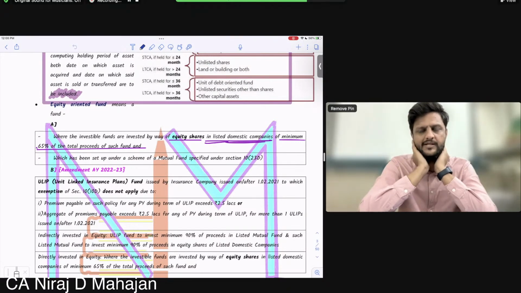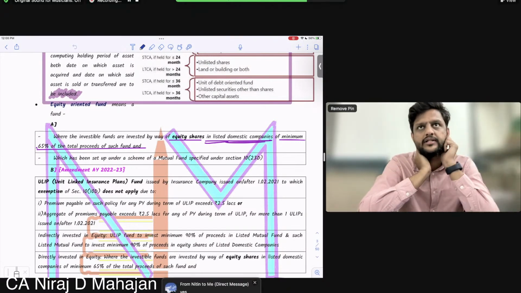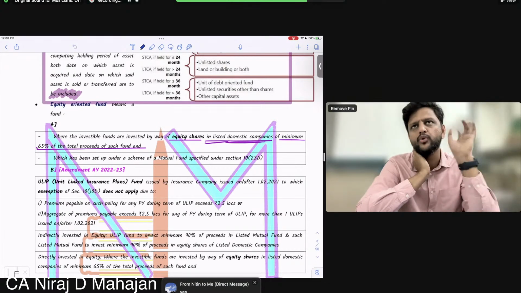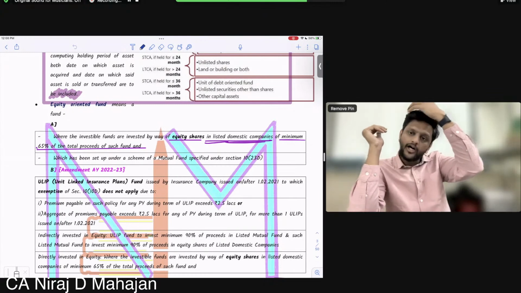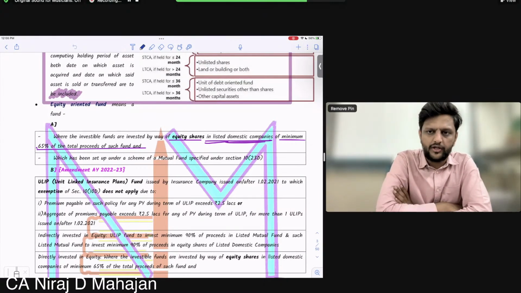And lastly, 36 months. Let's go ahead. What will come up to 36 months? Unlisted other securities like debentures, bonds. Then, important, debt-oriented mutual fund units. And lastly, any other asset not otherwise specified. If you are holding it up to 36 months, it is short term, otherwise it is long term. This concept we had also covered.